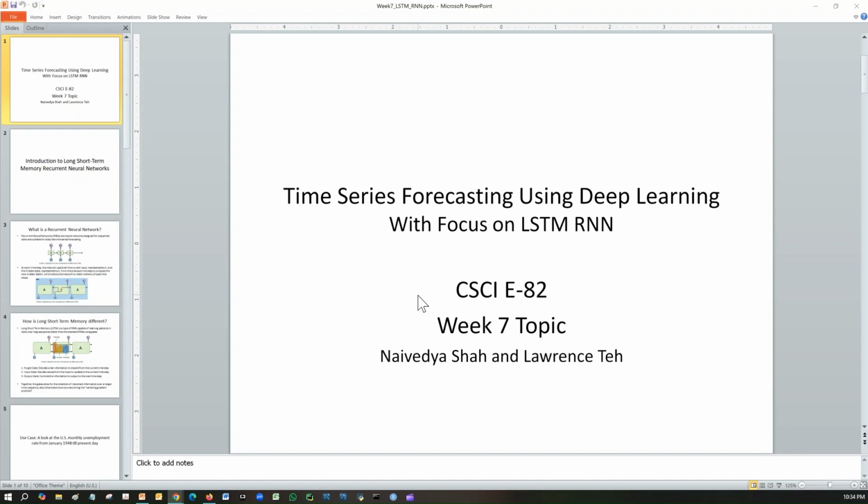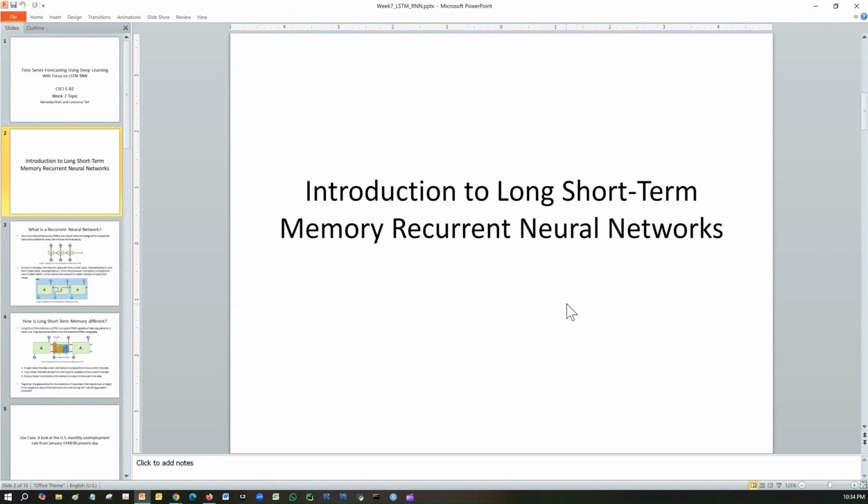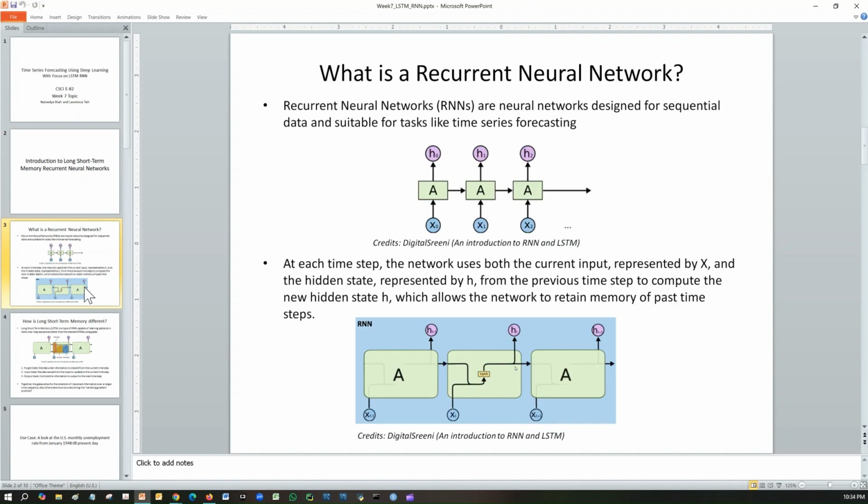Today, the topic that I'd like to talk about is time series forecasting using deep learning, focusing on the LSTM RNN model. Without further ado, we jump right into introducing what it is. LSTM stands for long short-term memory, and RNN, as we know, stands for recurrent neural network. On the next slide, we'll see what the regular RNN is all about.